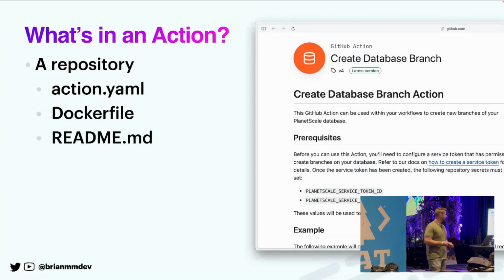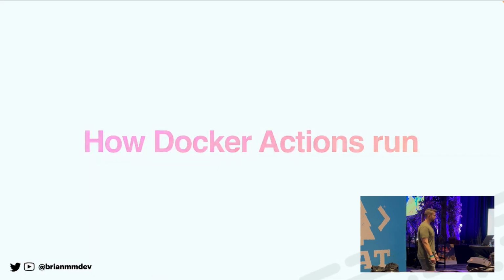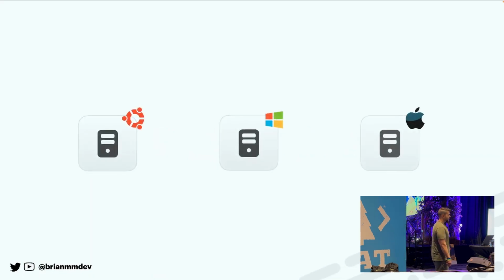If you are publishing it out into the GitHub Actions marketplace, you need a README. The more examples you have, the better the README can be. The more people are likely going to use your thing. If you're doing something internally, it doesn't really matter, although in my opinion, it's still a good idea to have a README. How Docker Actions run. So I mentioned earlier, these things run on virtual machines.